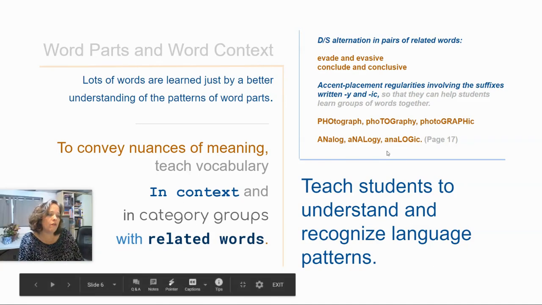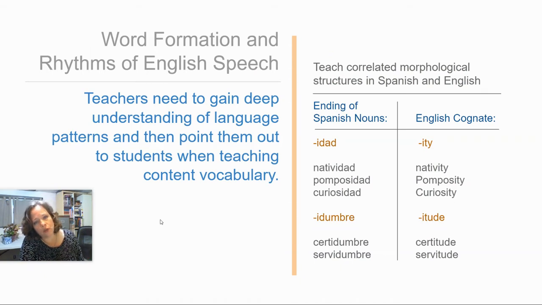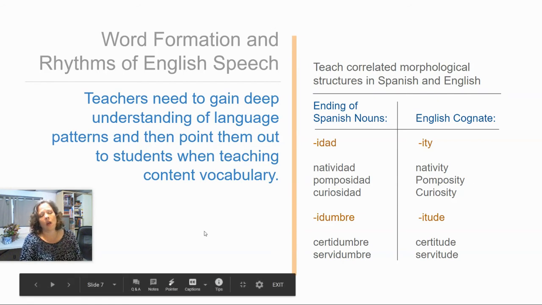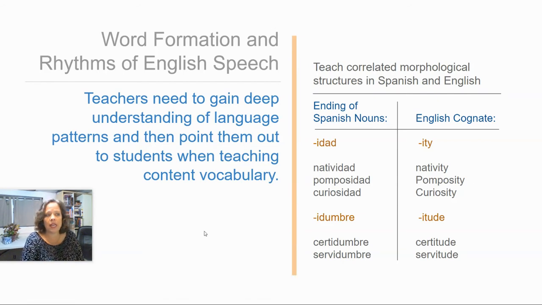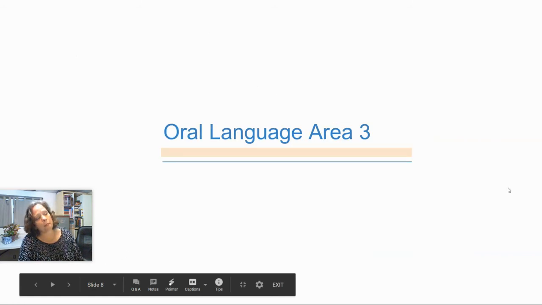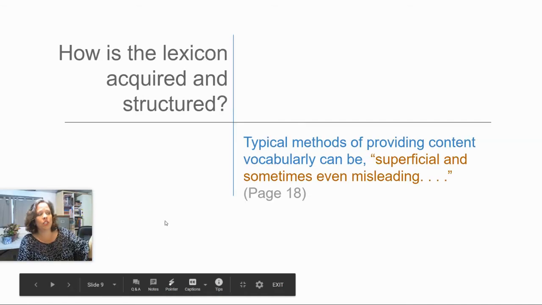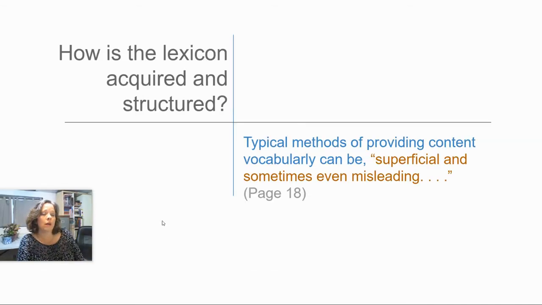That's that idea of reinforcing patterns more than just throwing lots of words at students. Teachers really need to do a lot of deep understanding with these patterns. Now, a few were described here, but there are many more. Here's another example where Spanish and English cognates can be taught as a rule and then applied by that student in other situations. The third area of oral language that was highlighted has to do with acquiring vocabulary.